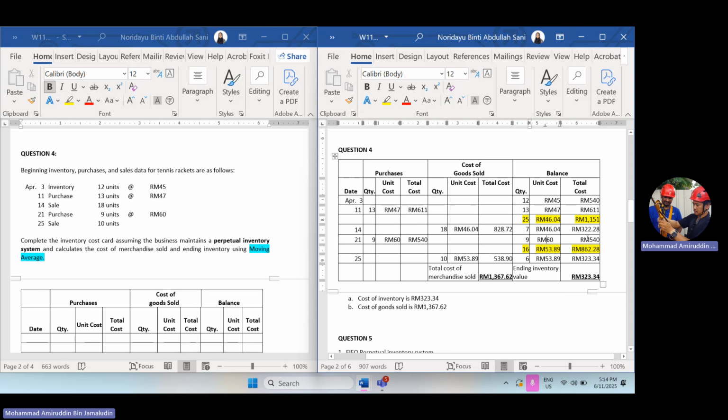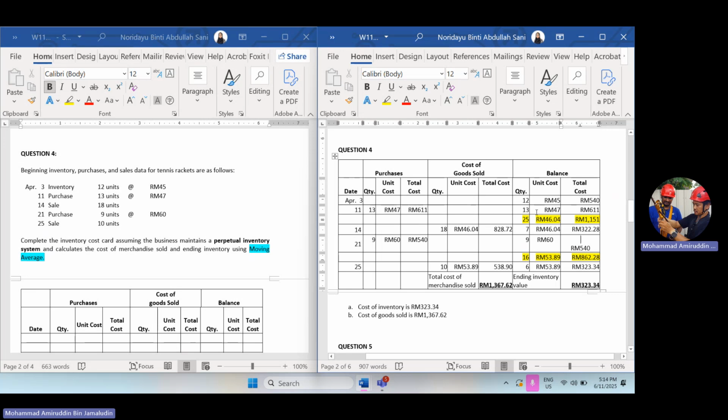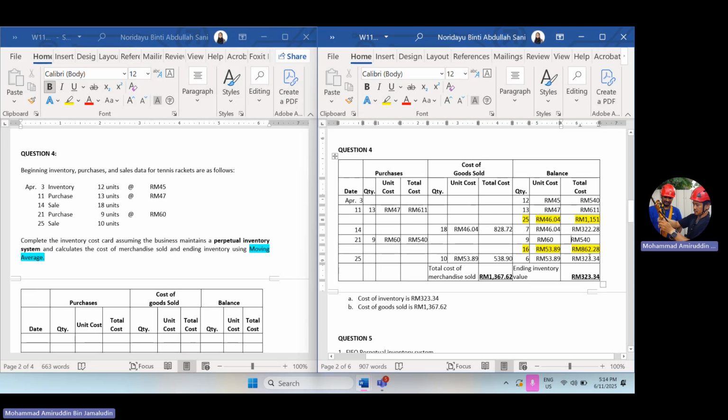Then you get the total cost. 7 multiplied by 46.04, you get this much. 9 multiplied by 60, you get this much. Then this plus this, 862.28. So our total quantity is 16. So 862.28 divided by 16, you get your unit cost. Are you okay?